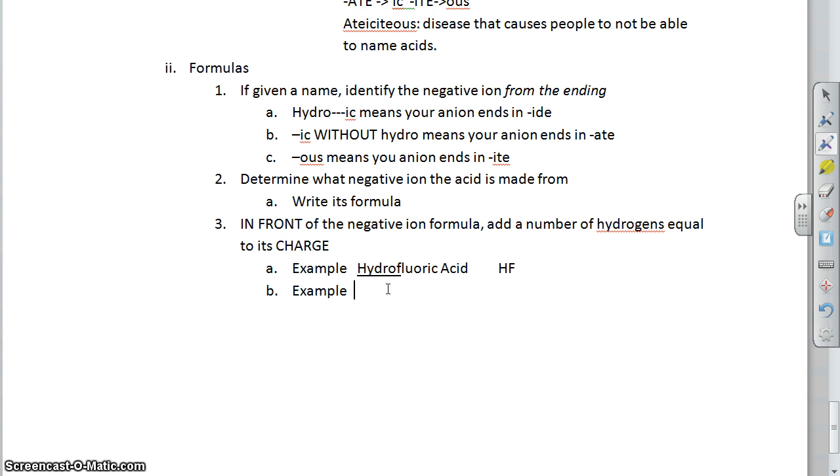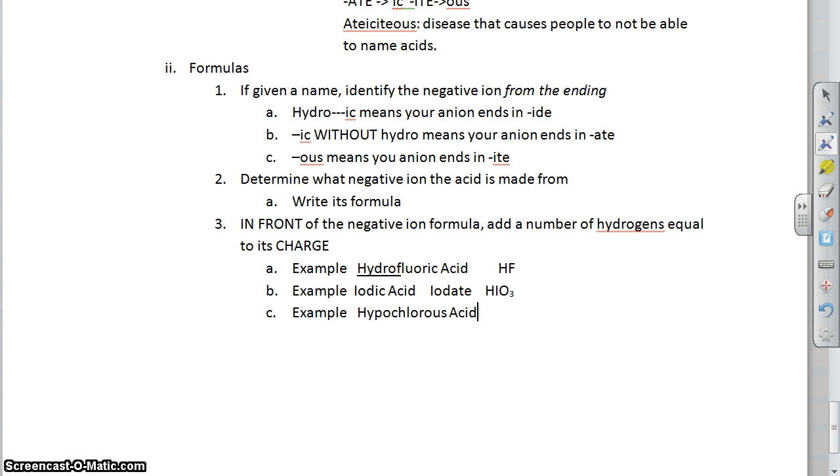If you were to have, say, iodic acid, so again, this time there is no hydro prefix, so we know it's not an ide, it's an ate. So the ate with the stem iod would be iodate. So iodate is IO3, -1 charge. So we're going to stick one H in front because of the -1 charge, and boom, we're done. That's iodic acid.